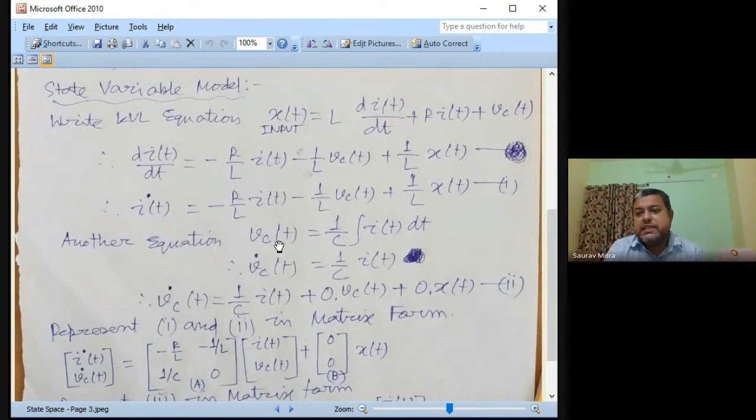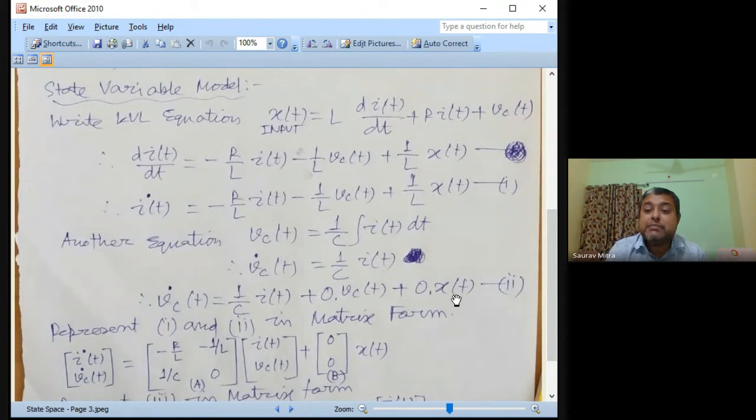Second equation, v_C(t). Why have I taken v_C(t)? Because v_C(t) is our second state variable and we want the equation of v_C dot. v_C(t) is equal to 1 by C integration of i dt. Standard formula, we know it very well. What is v_C dot t? It is 1 by C of i(t). And what is i(t)? It is the first state variable. So this is equation number 2, and this v_C dot t we are writing as 1 by C i(t) plus 0 v_C(t) plus 0 x(t).